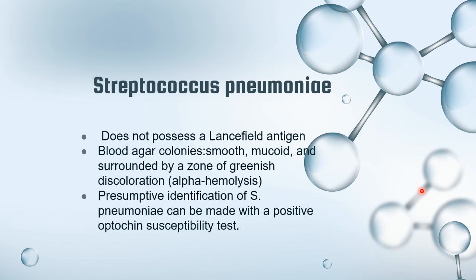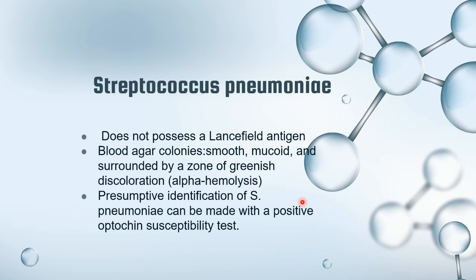Okay. Let's i-note natin to si Streptococcus pneumoniae. This is a significant human pathogen, again, causative agent ng bacterial pneumonia, and can cause meningitis din siya. Also, causative agent ng otitis media or ear infection sa mga bata. Streptococcus pneumoniae does not possess a Lancefield antigen. Blood agar colonies niya, they are smooth, mucoid, and surrounded by a zone of greenish discoloration. So, yun nga yung ating alpha hemolysis.